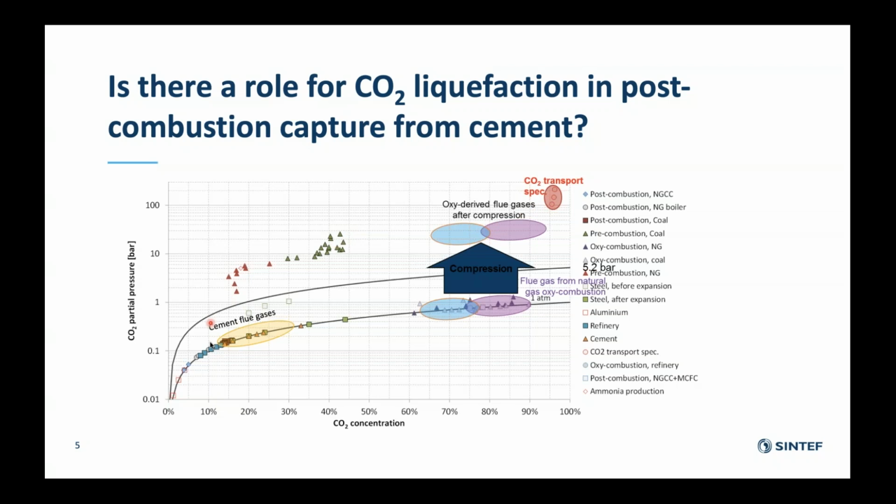Now for cement, the flue gases are at this point in this curve, way below where the oxy-fuel conditions are. What we need to do is take the cement flue gases that are present in these conditions and move them to the oxy-fuel conditions. One way to do that is using a membrane to provide the bulk separation to get to the oxy-fuel conditions for CO2 compression and liquefaction.